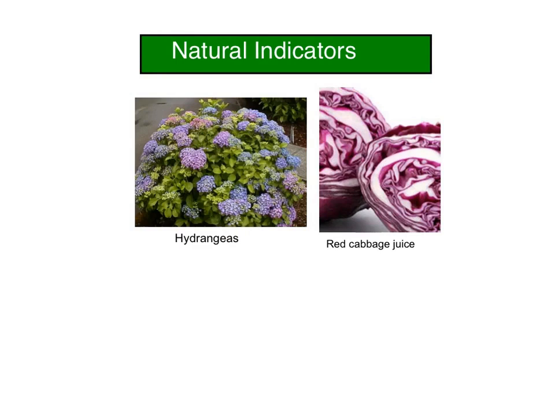There are a few natural indicators. One of them is cabbage juice. If you boil it down and get cabbage juice, the cabbage juice will change colors based on if it's acidic or basic. Hydrangeas will turn different colors based on the pH of the soil, which is kind of cool. If it's basic, I think it's more purple, and if it's acidic, it has more of a pink color to it.